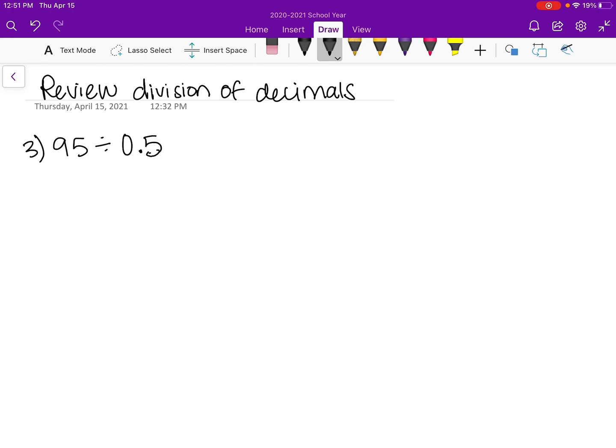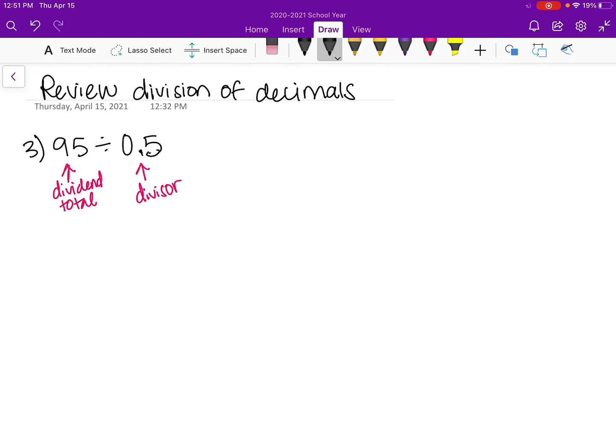Remember, with partial quotients, you do not want a decimal in your divisor, which is that second number. So if we want to label this, this is our dividend or our total, and this is our divisor. We can have a decimal in our dividend, but we do not want one in our divisor when we are using partial quotients. So what we need to do is move that decimal.